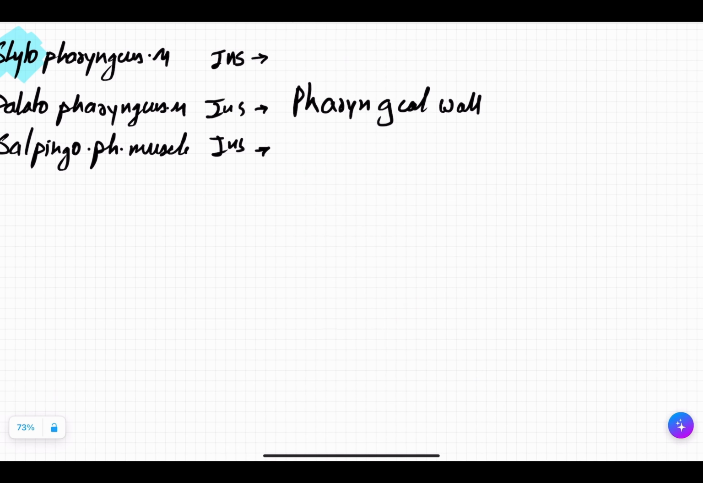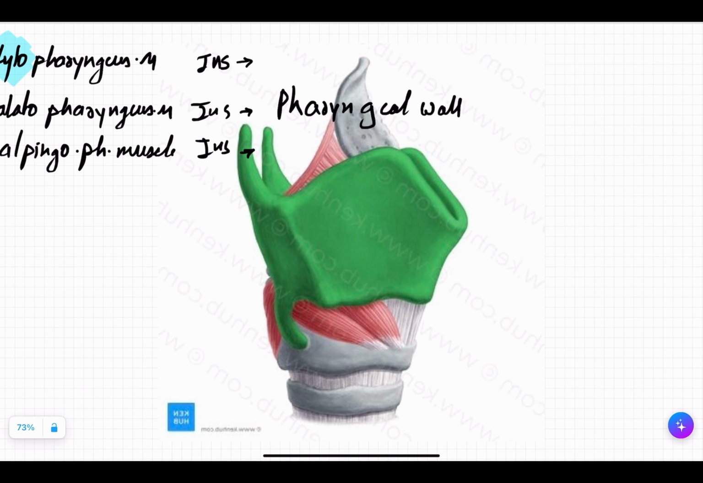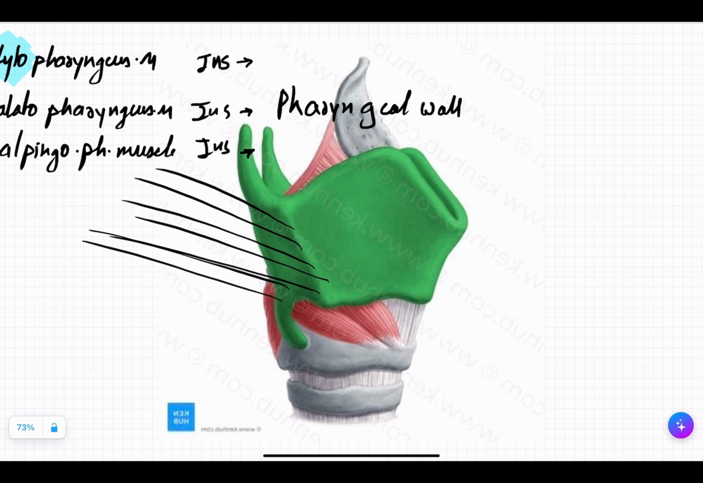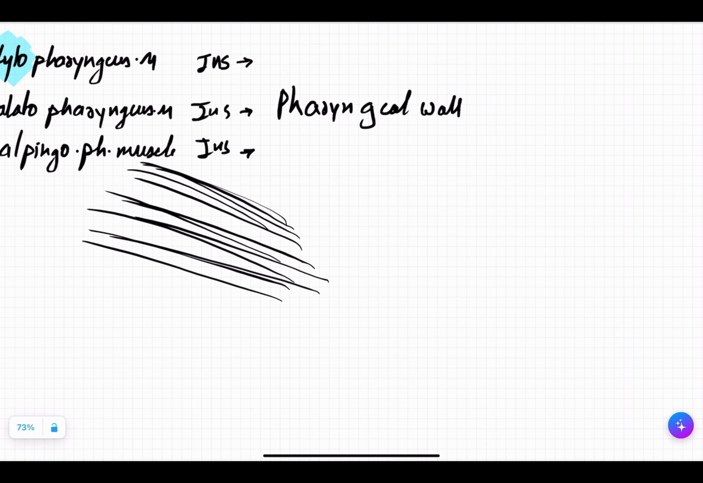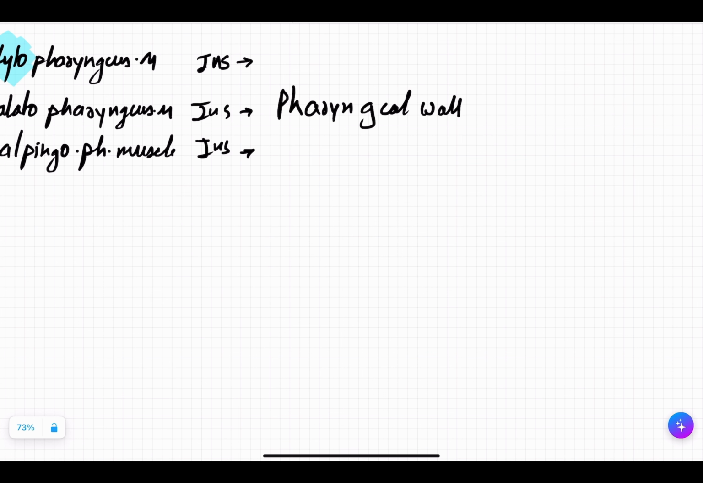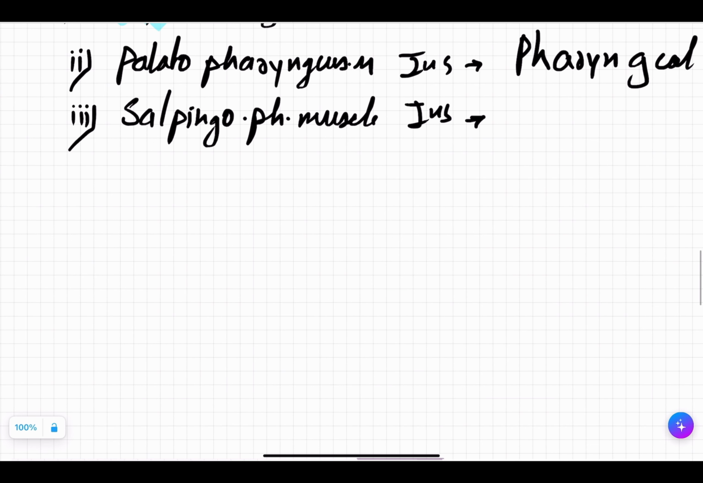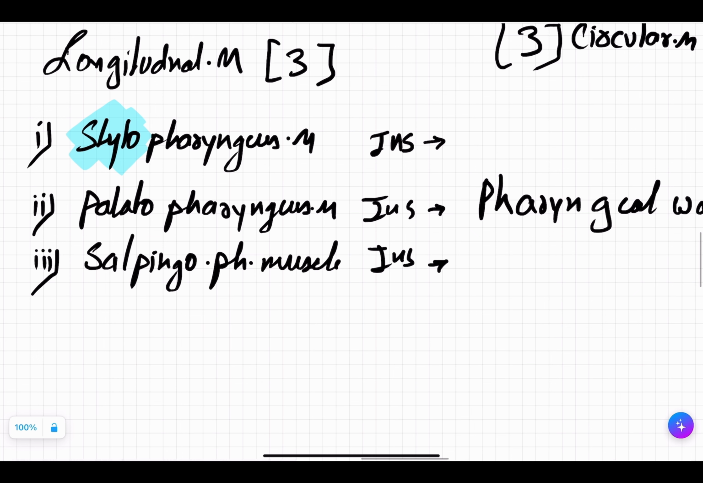These muscles go and insert onto the posterior wall of your larynx, the thyroid cartilage. So always remember, they will insert onto the pharyngeal wall as well as the posterior border of your larynx. Of what cartilage? Of the thyroid cartilage of the larynx. Don't bother about the cartilages, I will tell you about them in some other class. So right now, three longitudinal muscles: stylopharyngeus, palatopharyngeus, salpingopharyngeus.